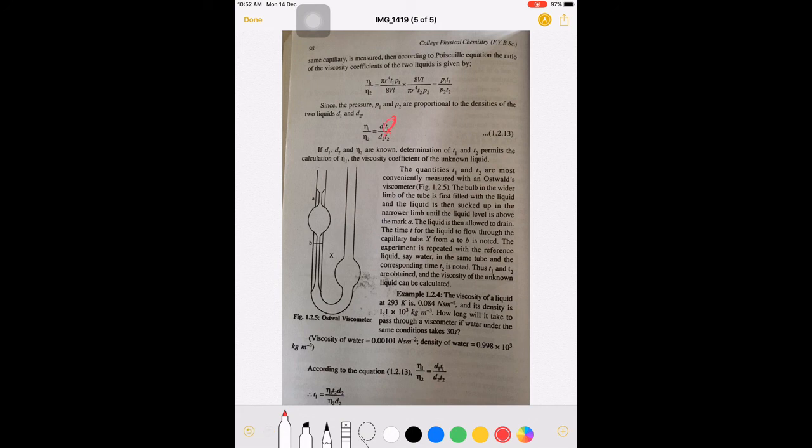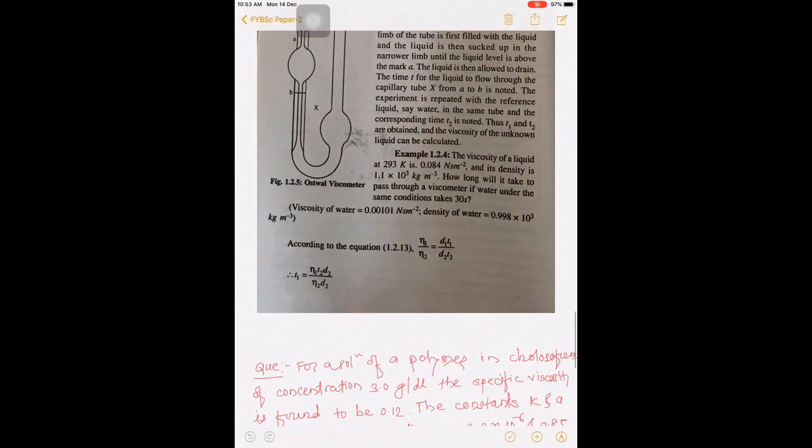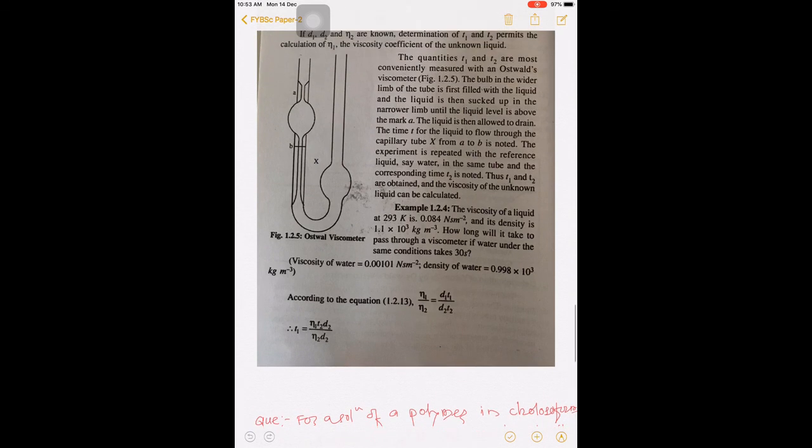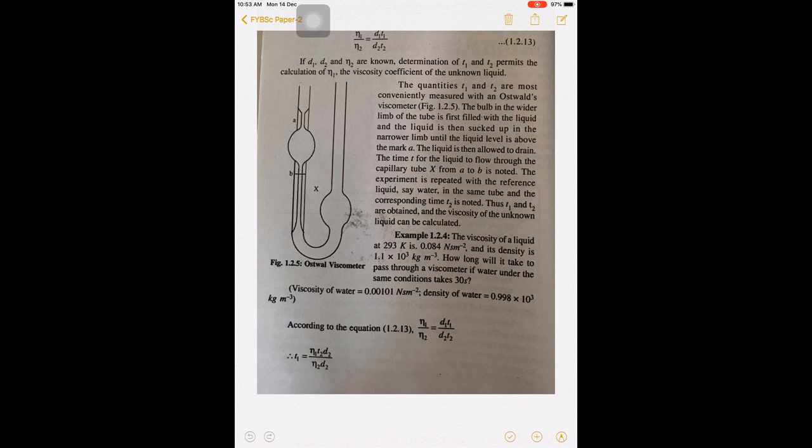So T1 is known, T2 is known, the densities of the two liquids are known, and we know the viscosity of water. Then we can calculate the viscosity of another liquid which is given to us. So this is the simple viscometer by use of which we can calculate the viscosity of a liquid. Now see this one, the question is there. One problem is on these equations.